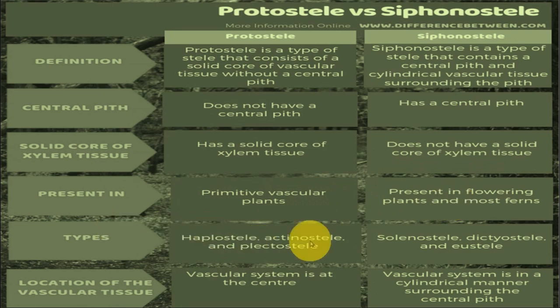Types of protostele are haplostele, actinostele, plectostele, etc. Siphonostele also has subtypes such as solenostele, dictyostele, and eustele, according to which plants they are present in or how their arrangement is. So siphonostele also consists of various types of arrangement. In the location of the vascular tissue, the vascular system is a cylindrical mass surrounding the central pith. This means pith is compulsory in siphonostele.